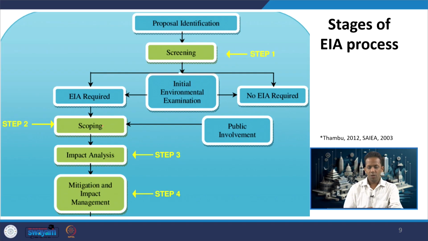So, once the scoping is done, at the stage of scoping, because we will be talking about the effect of the project to a certain boundary, it is important to involve the community, so that public involvement is there at the stage of scoping. After the scoping, the next stage is the impact analysis, and the fourth stage is mitigation and impact management.